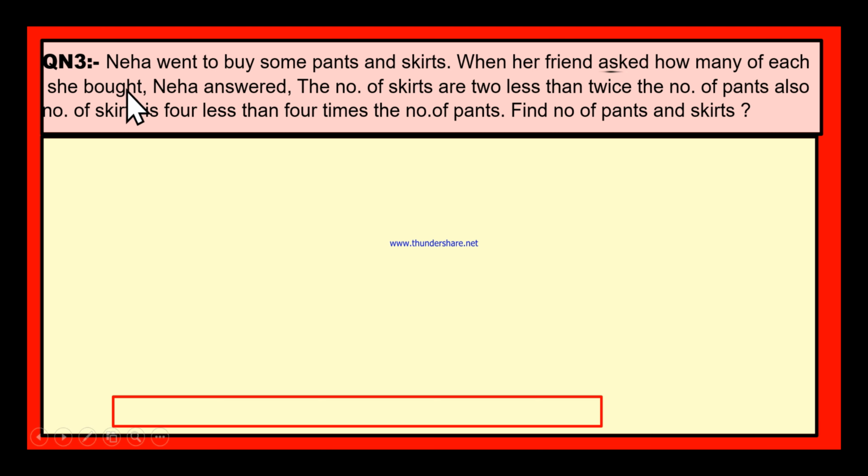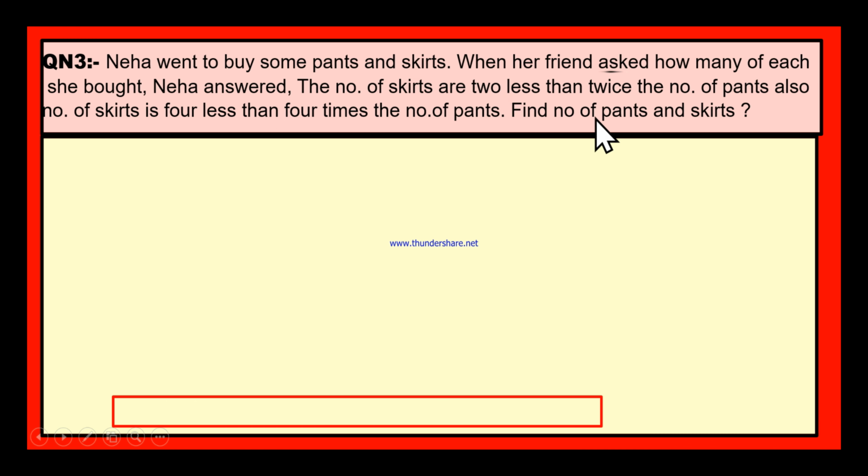I shall repeat. Neha went to buy some pants and skirts. When her friend asked how many of each she bought, Neha answered, the number of skirts are 2 less than twice the number of pants, and also the number of skirts is 4 less than 4 times the number of pants. Find the number of pants and the number of skirts.